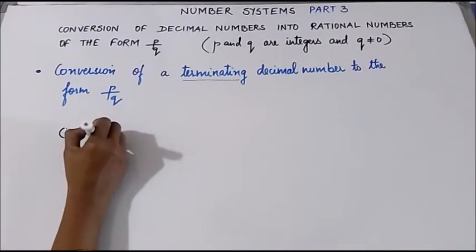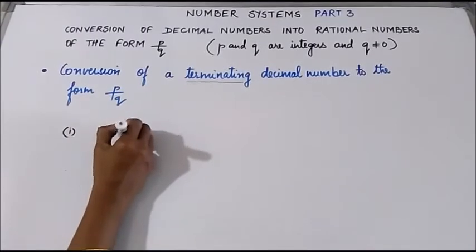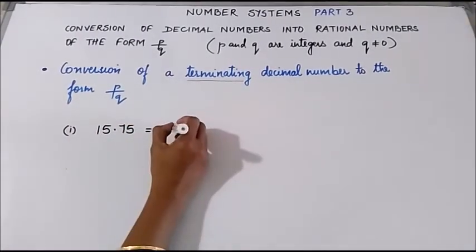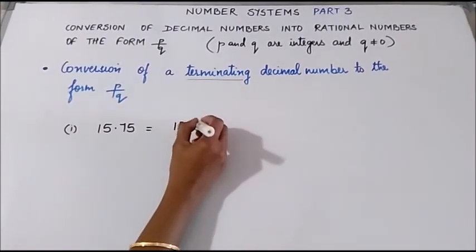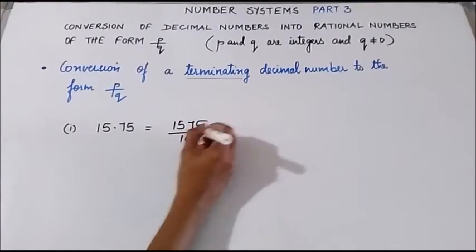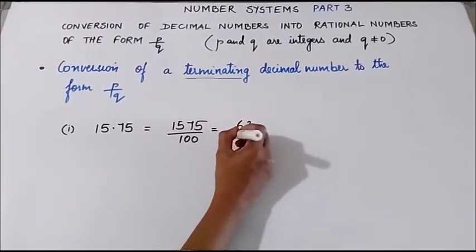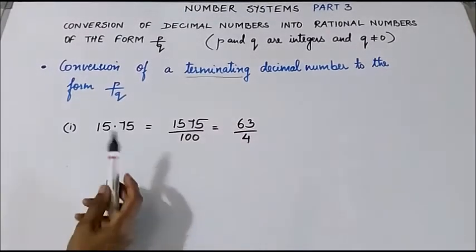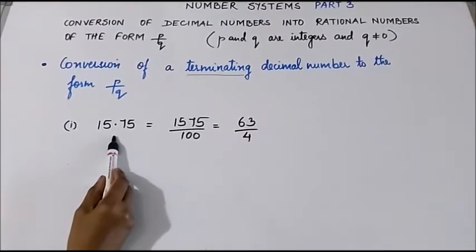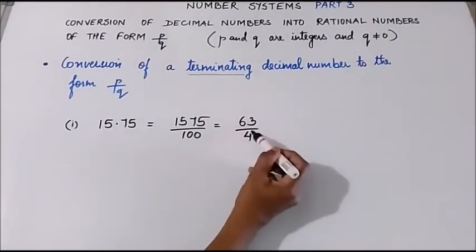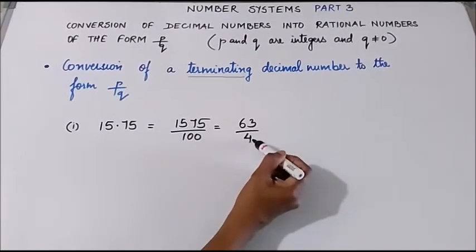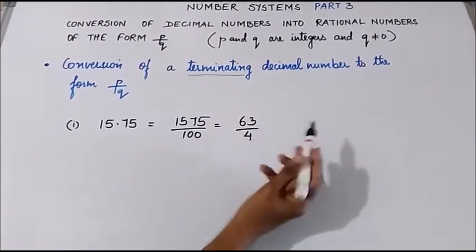The first one, 15.75. This can be written as 1575 divided by 100. This will give us 63 by 4. So now you have converted the decimal number into a rational number of the form p by q, where p and q both are integers and q is not equal to 0.